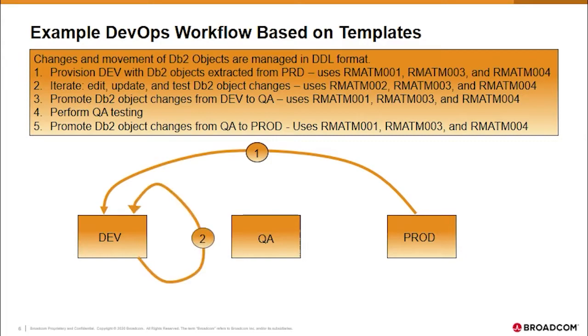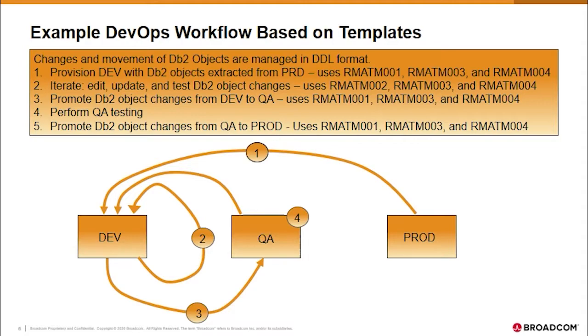A developer will then make application changes along with Db2 object changes and update the development environment as well as test the changes. The developer can repeat this cycle as many times as needed. When the developer completes his update and testing, he then promotes the changes from development to QA in the same manner that the development environment was provisioned from production. The quality assurance engineer can then test the changes and either accept or reject them. A rejection returns things back to the development environment for corrections.